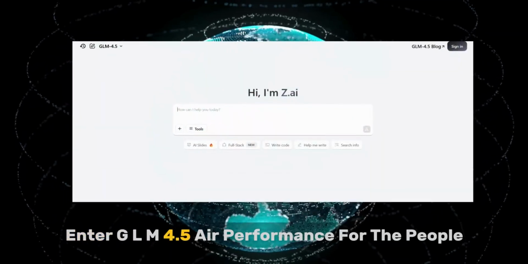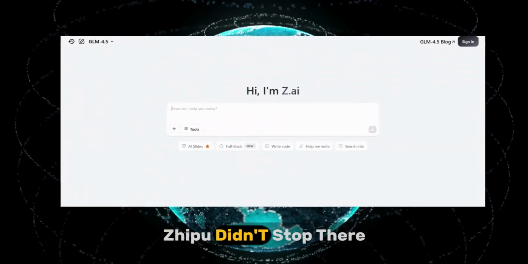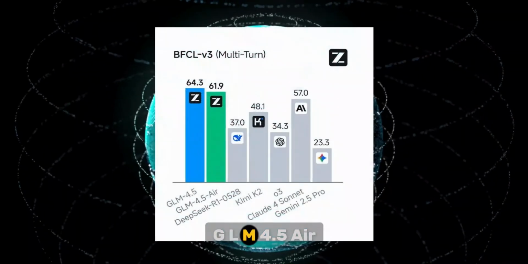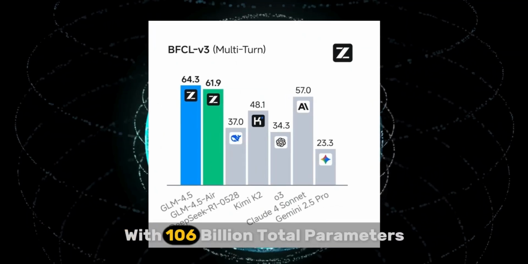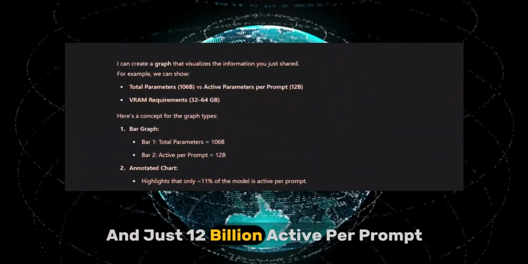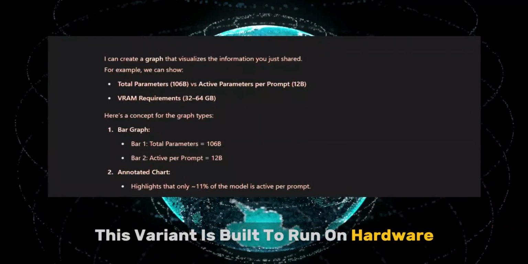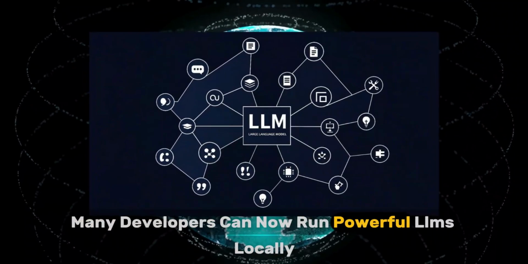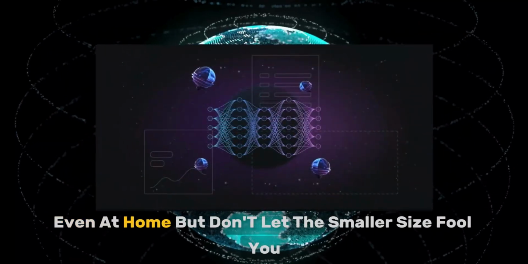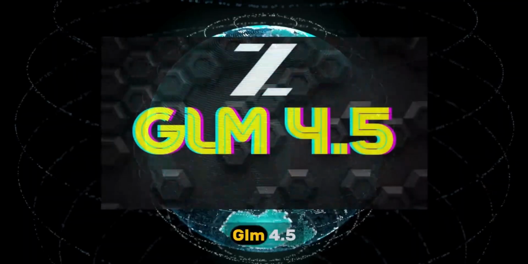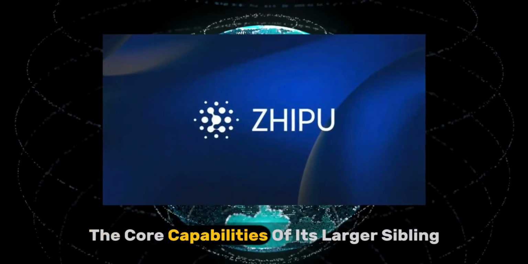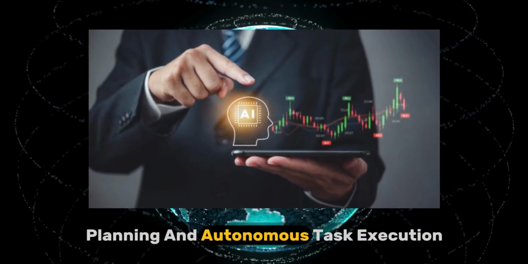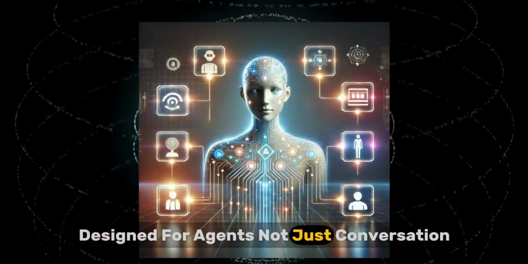Enter GLM 4.5 Air, performance for the people. Zhipu didn't stop there. For users working on consumer-grade GPUs, they released a lighter version, GLM 4.5 Air. With 106 billion total parameters and just 12 billion active per prompt, this variant is built to run on hardware with 32 to 64 GB of VRAM, meaning many developers can now run powerful LLMs locally, even at home. But don't let the smaller size fool you. GLM 4.5 Air still retains the core capabilities of its larger sibling, especially when it comes to reasoning, planning, and autonomous task execution.